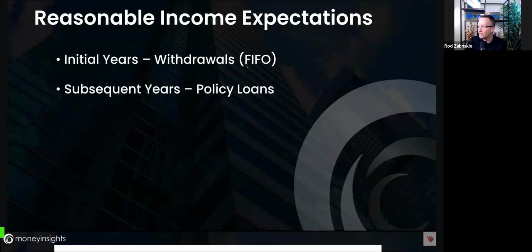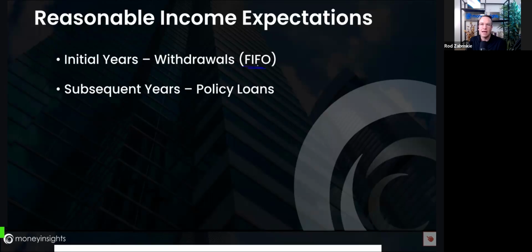And this is FIFO, an accounting term that means first in, first out. So from a taxable standpoint, I get to take out the money that I put in first before I have to touch any of the gains. And because I paid the tax on that money before I put it in, now when I'm taking it back out, it's not taxable. So it's tax-free money coming out as withdrawals up to the amount of my basis.